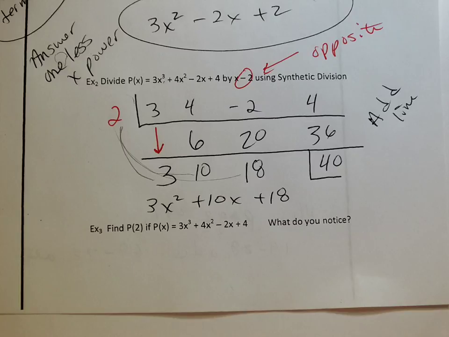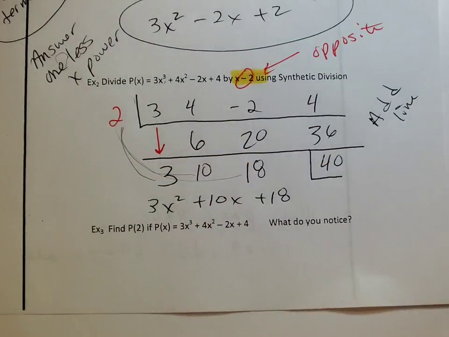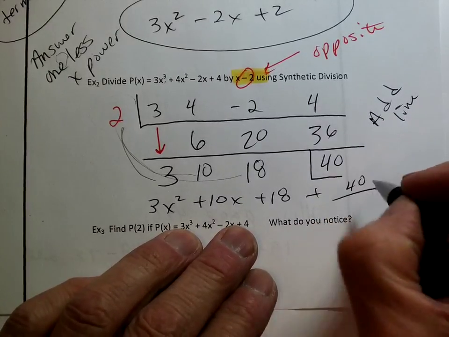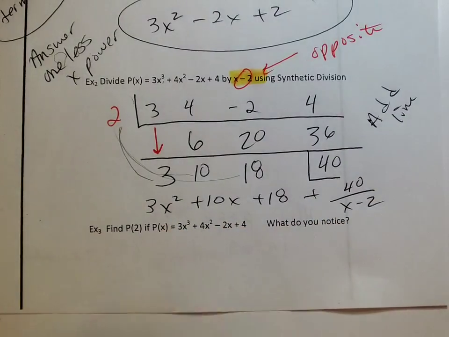So we take this number and put it over what we divided by. What we originally divided by was x minus 2, because the problem is really about division with x's. So our answer is going to be plus 40 over x minus 2.